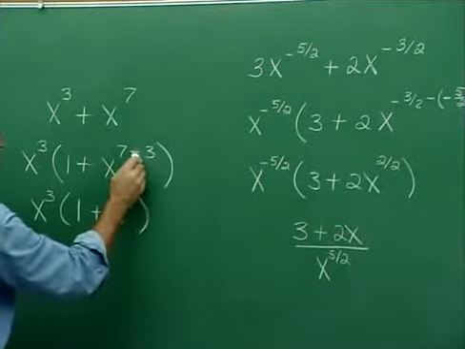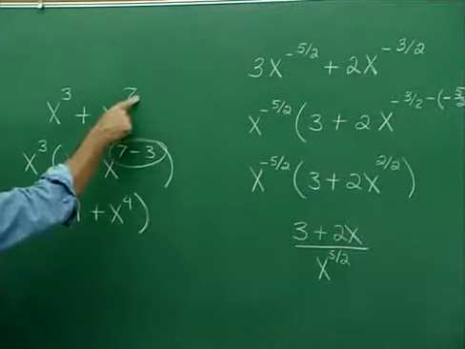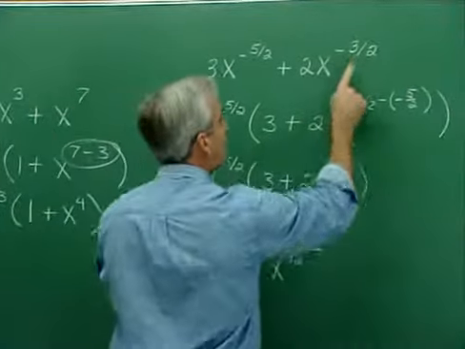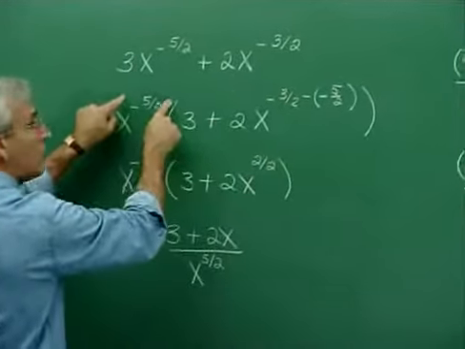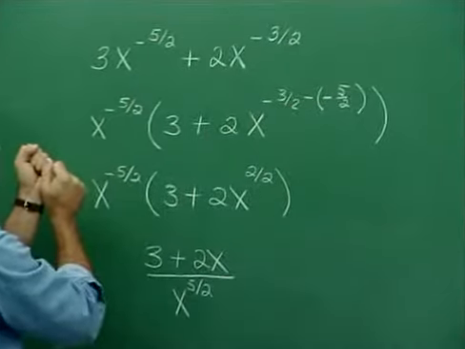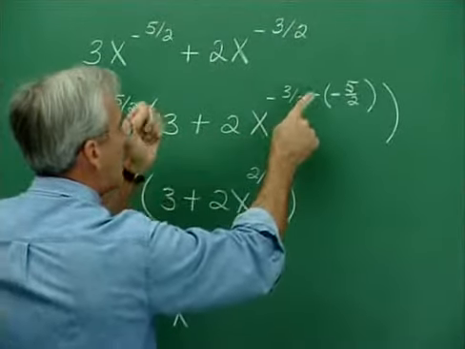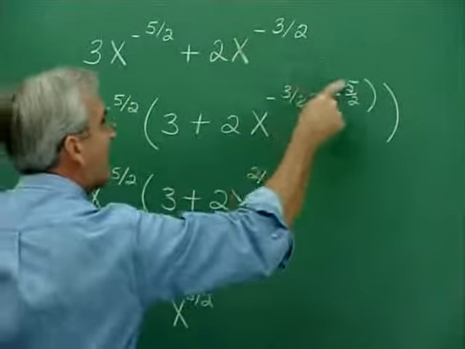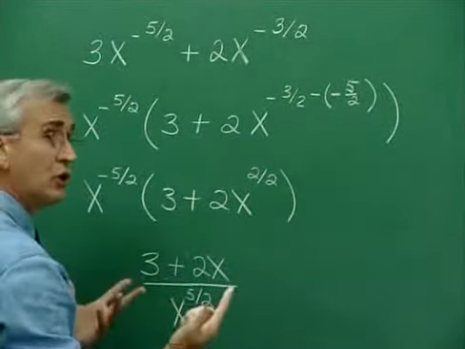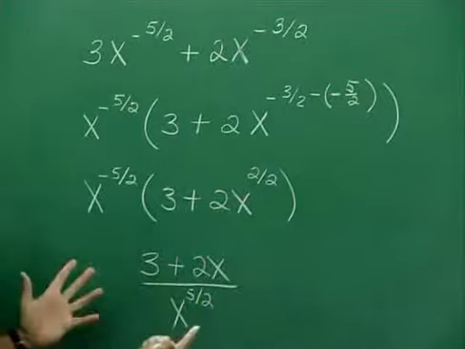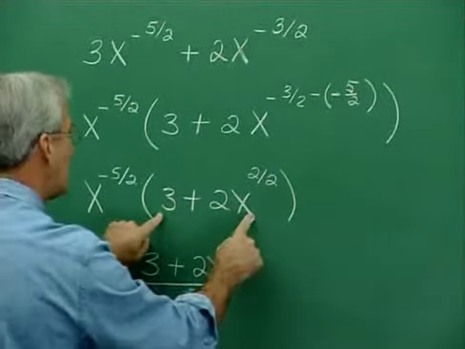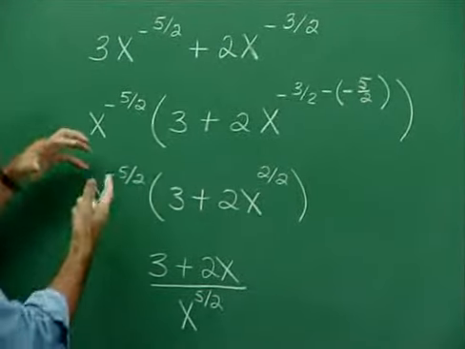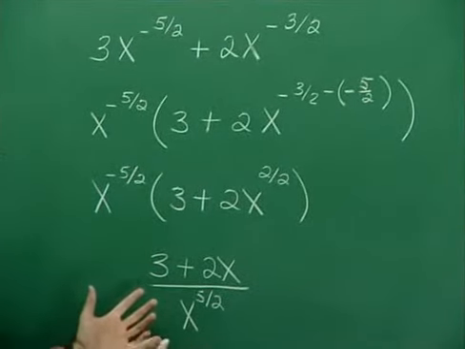Now, what I've done here is simply this exponent minus that one. So using that idea, we have this exponent minus that one, the one that we're factoring out. So now we have minus negative 5 halves, which is plus 5 halves. 5 halves minus 3 halves is 2 halves, or simply 1. So we have 3 plus 2x in the numerator, and this is the only factor that needs to be kicked down into the denominator.